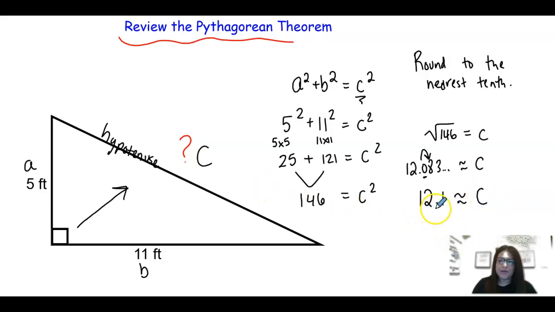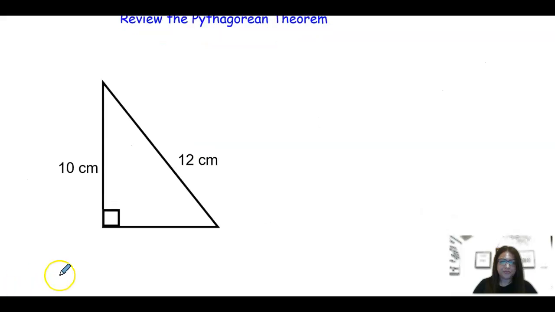So there we go. We found that missing side that we were looking for, and we are done. We were measuring in feet, so this is approximately 12.1 feet. Now it makes sense. We said this had to be the longest side, and it did turn out to be the longest side. Okay, so let's go ahead and try one more.